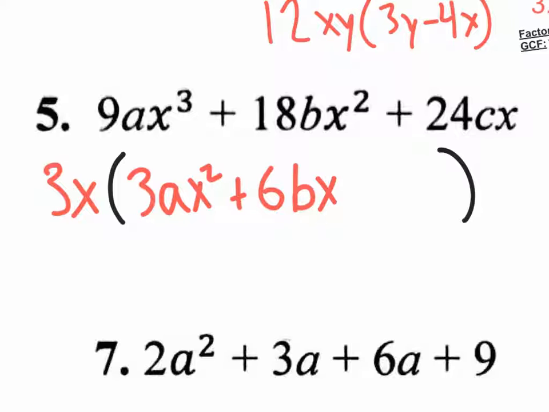For your final term, 3x times what gets you a 24cx? Well, 3 times 8, that's a positive 8. And we also need a c in there. And we also need an x, but we already have an x in here. So that's all you need, really. 3x times 8c, that would be 3 times 8 is 24. X times c is xc, or cx, in alphabetical order. And that's it. Now let's move on to the next one, number 6.